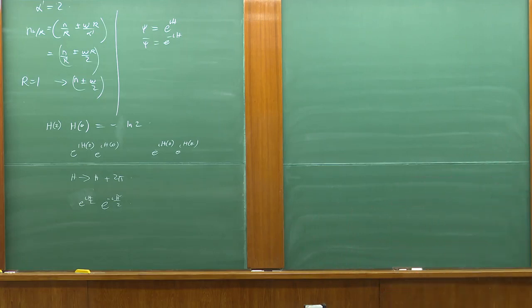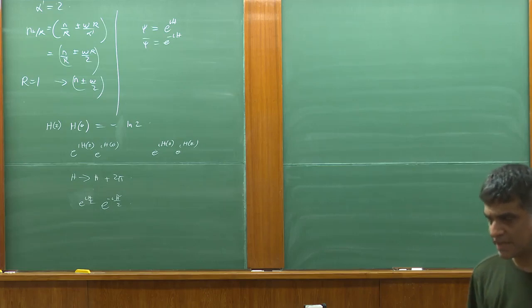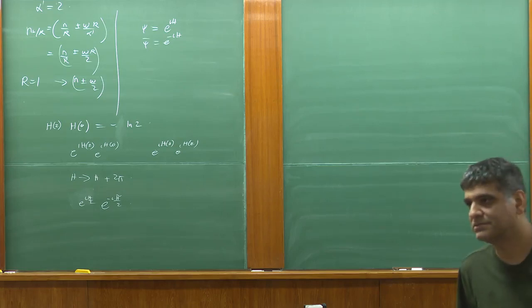Okay? Was that your question? That this does not seem like a legal vertex operator, or did I misunderstand your question? My question was that it does not seem like it follows periodic boundary condition. Oh, what follows periodic boundary condition? E to the power ih by 2.